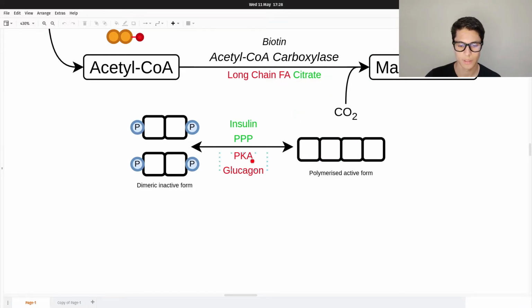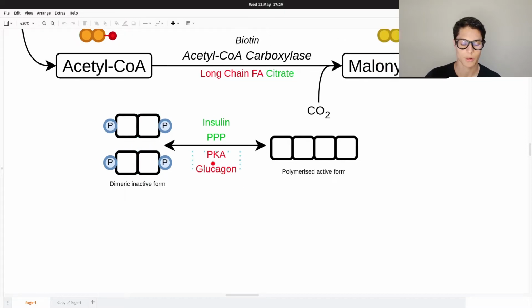On the other hand, glucagon stimulates protein kinase A, which adds the phosphates to the polymerized form, creating the dimeric form, which is inactive. So glucagon is inhibiting this activation; it is actually inactivating this enzyme.